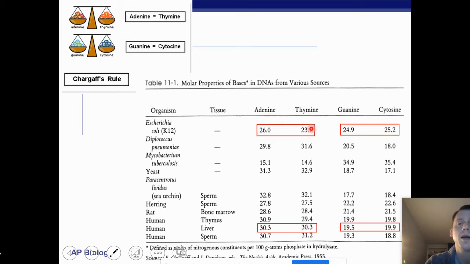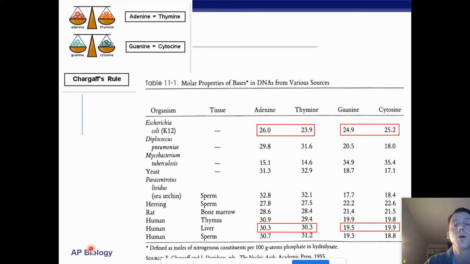Here, notice how the E. coli doesn't really match up as well as some of the others. So there's some error there, but we can see, like for the tuberculosis, the percentages are pretty equal for A and T, and then the G and C, they're also pretty equal. Same thing for yeast, and the same thing for the fish, the herring, 27 and 27, 22 and about 22. For humans, 30 and 30, 19.5 and 19.9. So we have pretty equal amounts.